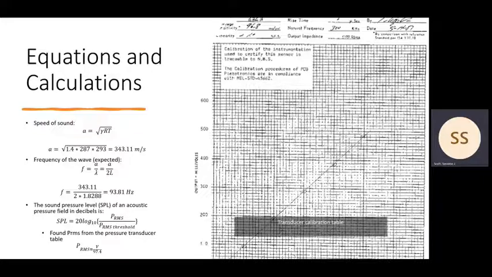By first calculating the speed of sound, an estimate for the resonance frequency could be made using the calculation shown. This value is around 93 Hz. In order to calculate the sound pressure level in decibels, the pressure transducer table was used to find a value for the PRMS, which is the root mean squared fluctuation of the pressure field. PRMS was found by finding the slope of the line to be 97.4 and dividing the voltage, which was converted to millivolts, by the slope. The sound pressure level could then be calculated.